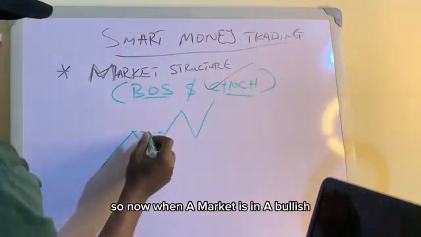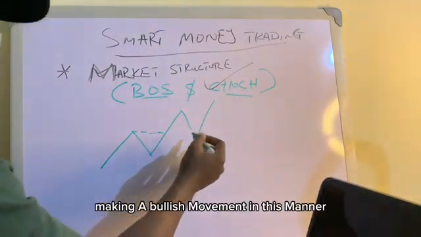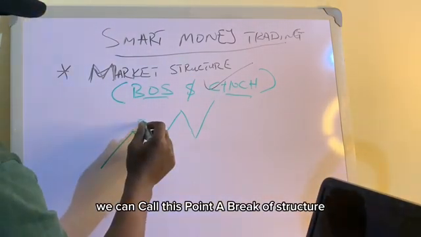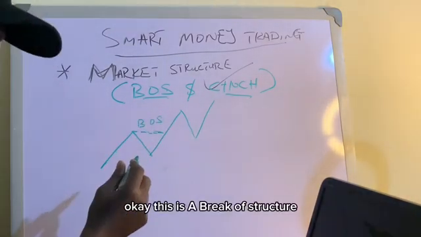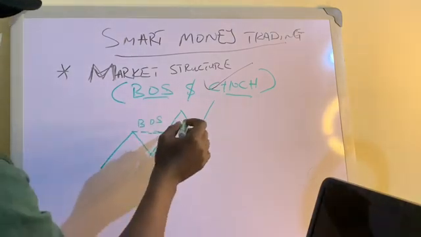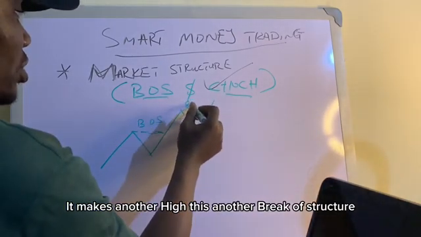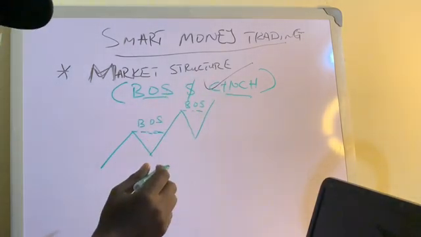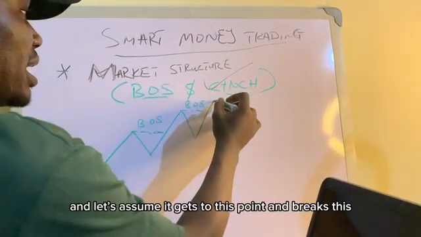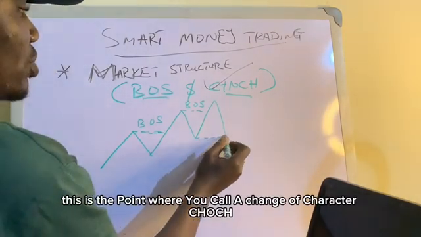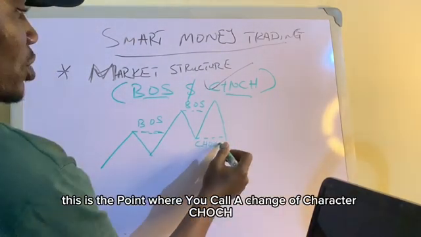So now, when a market is making a bullish momentum in this manner, we can call this point a break of structure. It makes another high. This is another break of structure. And let's assume it gets to this point and makes this. This is the point where you call a change of character, CHOC.